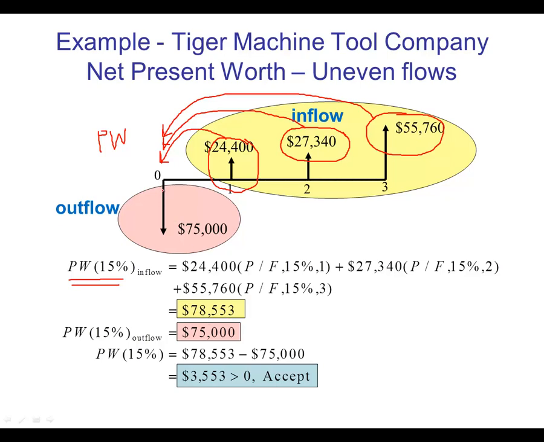Now remember that we bought the machine for $75,000, and that's the outflow. So calculating that, we have present worth 1, present worth 2, we subtract, and we get $3,553. Now this value is greater than 0, which is positive. Since this is positive, then we accept the project.